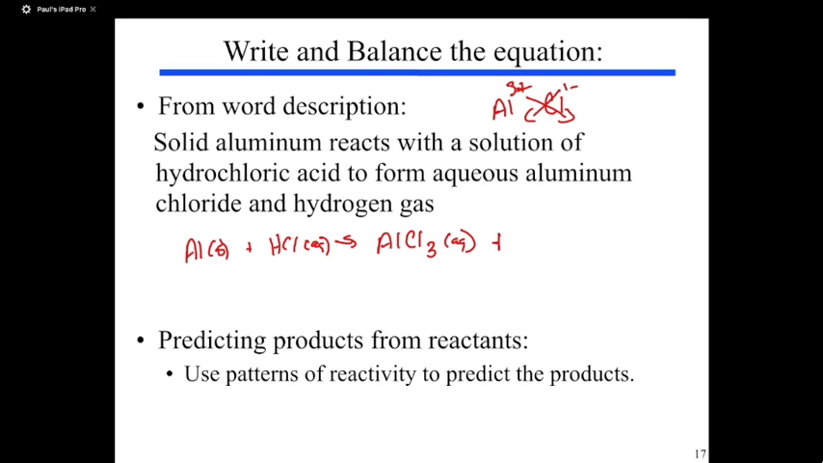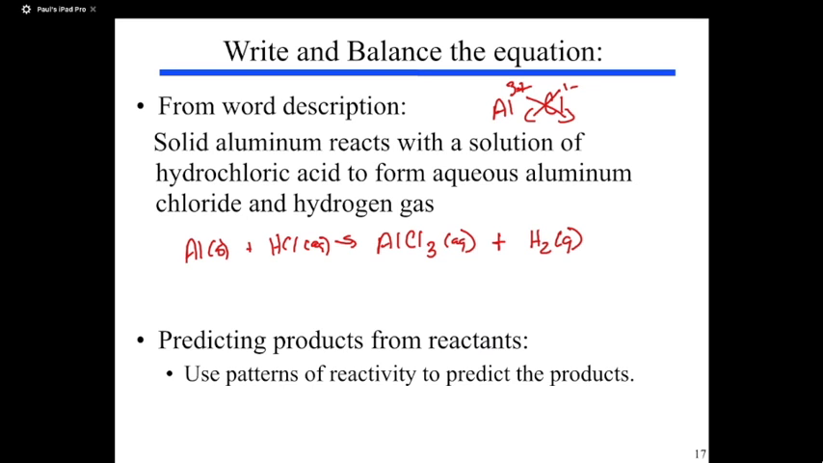And hydrogen gas is what? H2, one of the diatomics. And we said it was a gas. And I have a balanced equation. Yes? No, I do not have a balanced equation. All right. Okay. We're going to have all kinds of problems.